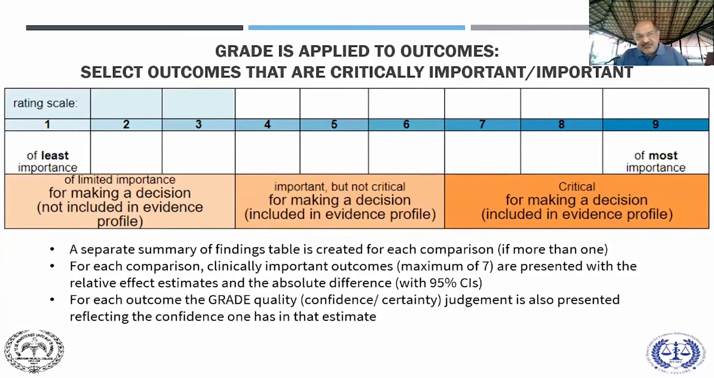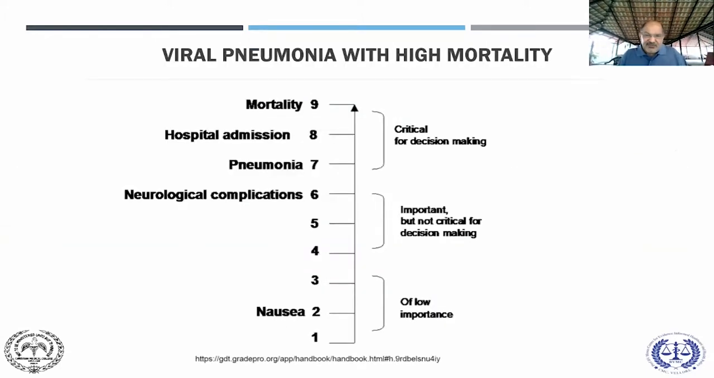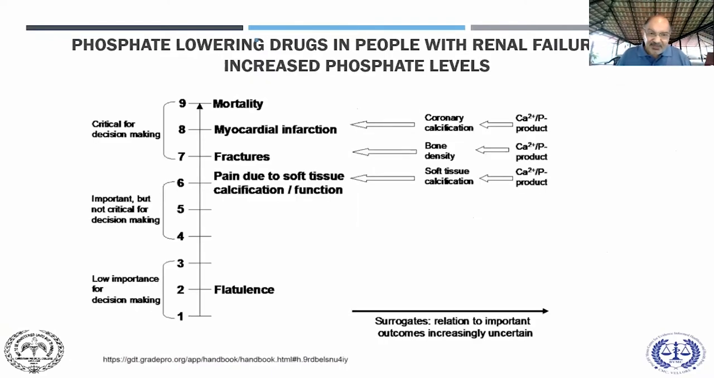And then each of these numerical estimates needs to be accompanied by your judgment about how confident you are in that result that is likely to be the true result. So in rating the importance of the outcomes, it depends on the condition and the kind of intervention you're looking at. So for viral pneumonia with high mortality, you could consider the outcomes critical for decision-making: mortality, hospital admission, pneumonia, and less important, but still important enough for you to consider in the evidence summary, the neurological complications. And it would change from condition to condition and intervention to intervention.